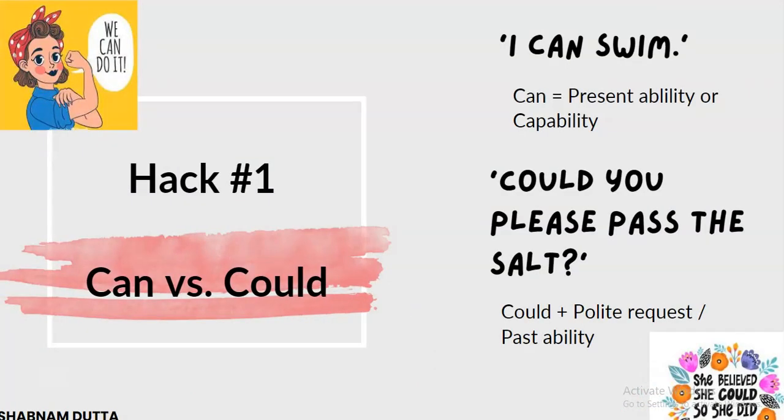The first hack is all about distinguishing between can and could. Can is used for present ability or capability, such as I can swim. On the other hand, could is for past ability or making polite requests like, could you please pass the salt? Remember, can is straightforward, while could implies a past or polite context.